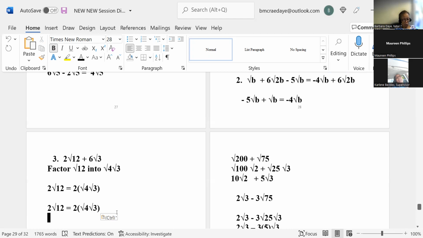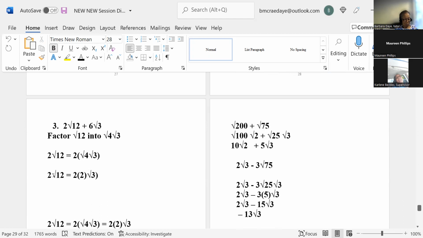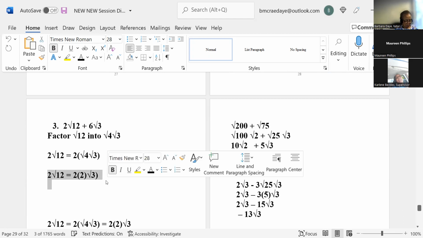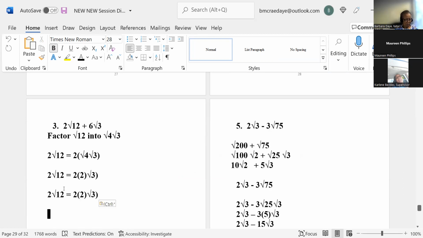What's the square root of 4, Maureen? 2. So we can take the square root of 12 and put a 2 here, right? Now what's 2 times 2? 4. So 2 times square root of 12, and 2 times 2 is 4. So that would be 4 times the square root of 3, right?